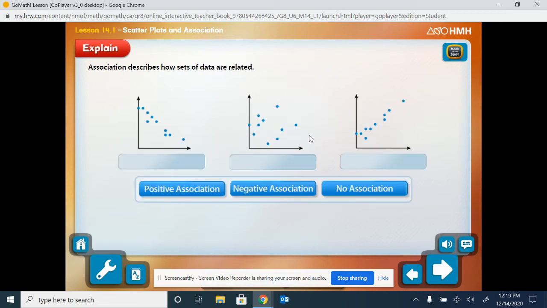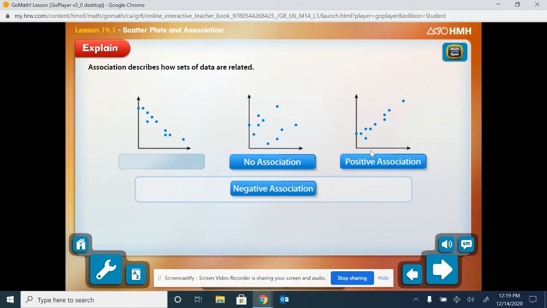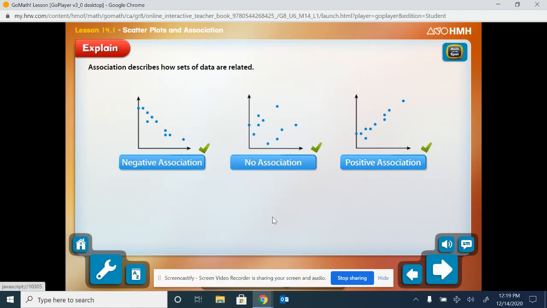Match the labels describing types of association to the scatter plots. So once again, they're all over, so that means there's no association. This one is increasing, it goes up, so that one has a positive association. This one goes down from left to right, so that one has a negative association, okay? That's right. You correctly identified the types of association shown in the scatter plots.